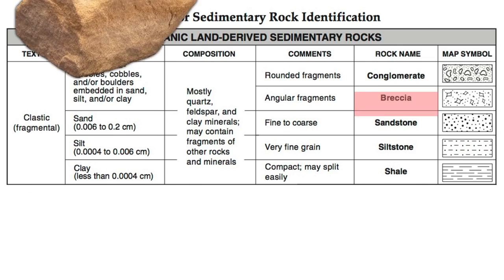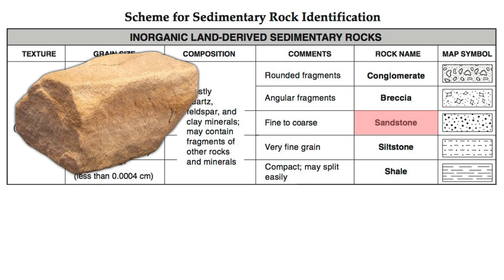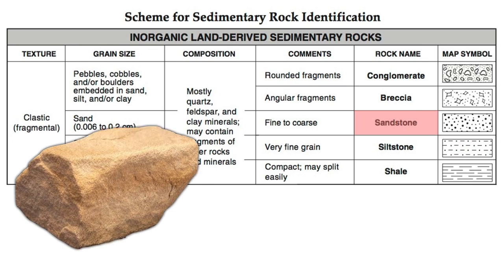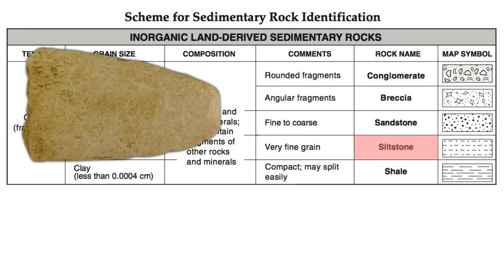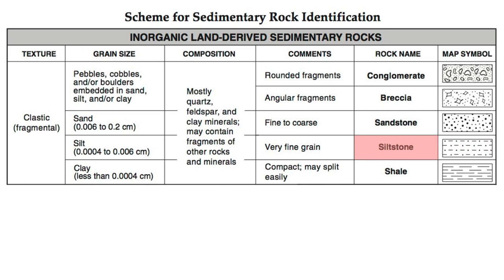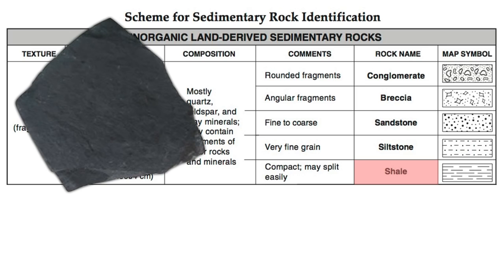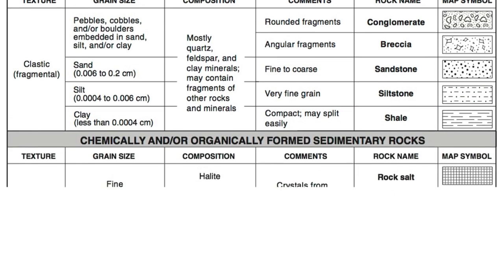If the rock is made of sand-sized sediments, appropriately enough, we have a sandstone. Smaller sediments, called silt, will give us a siltstone, and smaller still, called clay, will give us a rock known as shale. And so those are our clastic sedimentary rocks. But we do have some other types of sedimentary rocks.